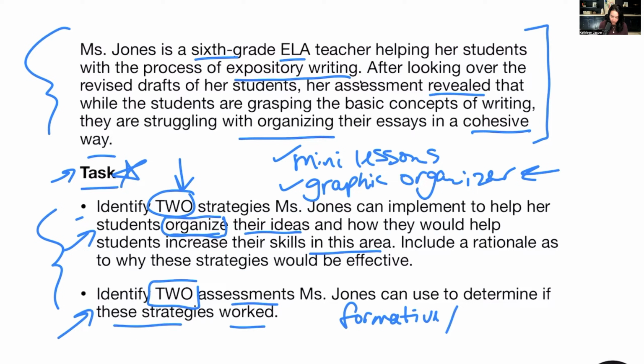And I'll probably do a performance based, because writing an essay is a performance-based assessment. So I could use that final product of the essay or a paragraph or something like that as a performance-based assessment. So let me go over these really quickly so you have an understanding about those.